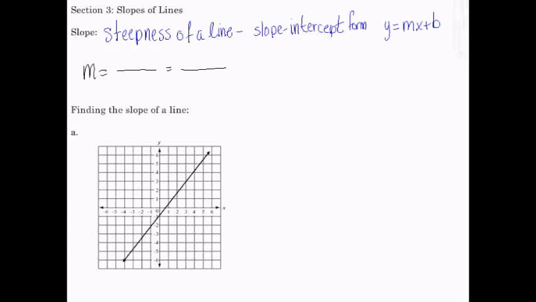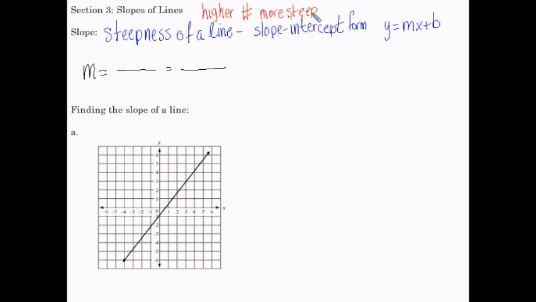talk about slope. Slope is the steepness of the line. And the way that works is the higher the number, the more steep it is. So a slope of like a half is really flat, whereas a slope of 5 would be really steep.